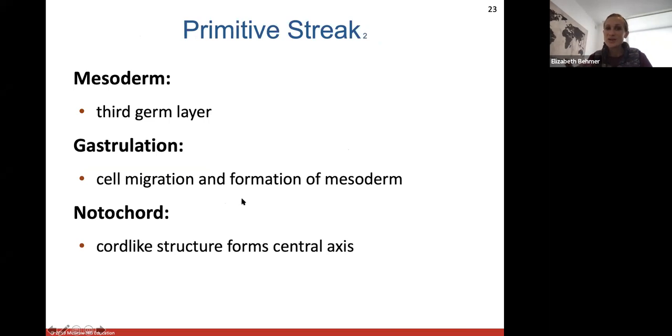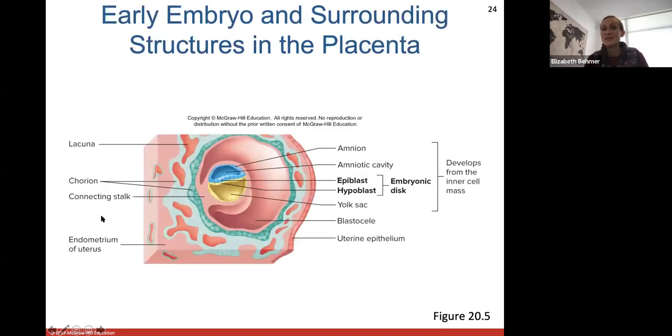The mesoderm then is our third germ layer, and gastrulation is what we call when cells migrate and form this mesoderm layer, and eventually we'll see what these three germ layers will go on to form. And the nodal cord is the cord-like structure that forms that central axis, and this nodal cord is what will go on to form the spinal cord.